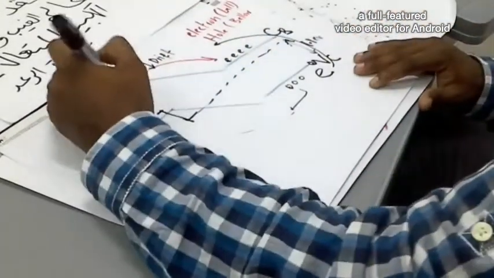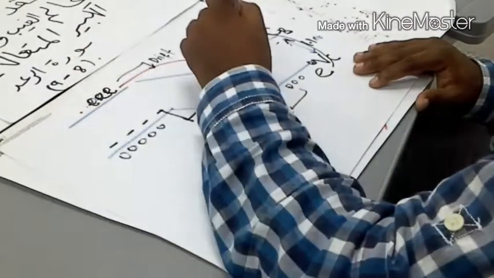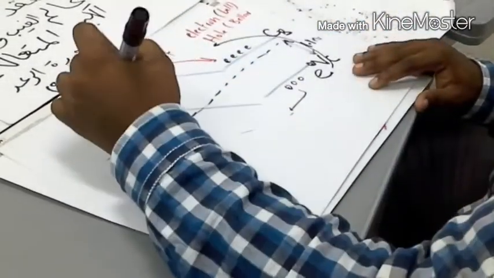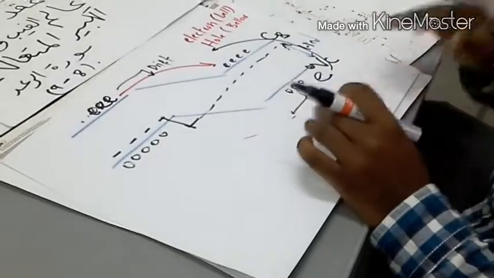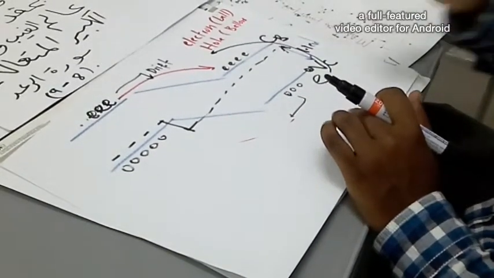And the same, if this electron goes down from the conducting band to the valence band, it will release the same amount of energy.